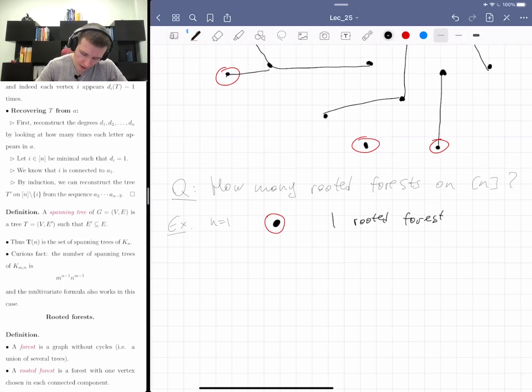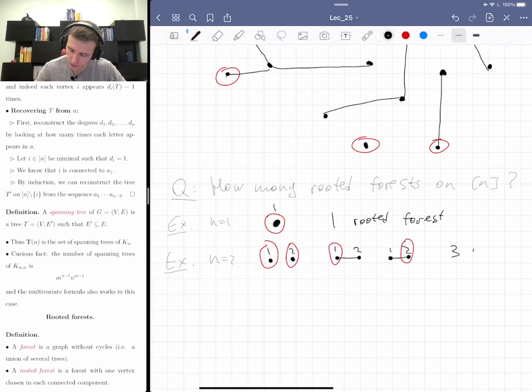If I do the next case, n equals 2, then I have two vertices which may or may not be connected by an edge. They are labeled, right? 1, 2. And if they are disconnected, then each vertex has to be a root. If they are connected, then either one can be a root. So the answer is 3 rooted forests.